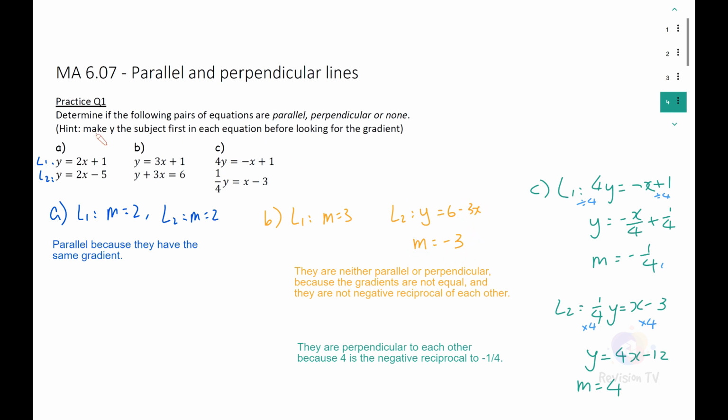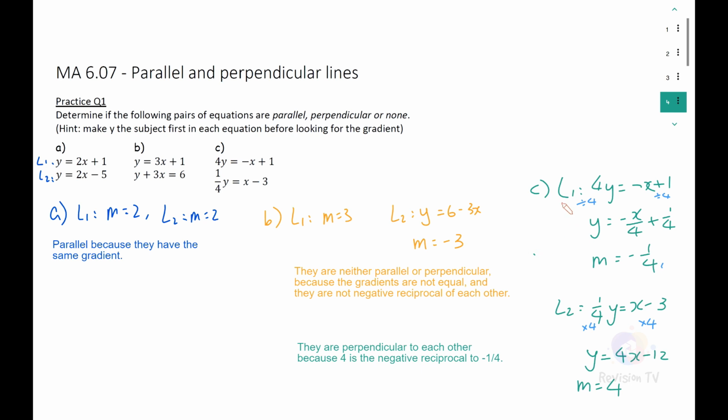So I did give you a hint in here. You have to make y the subject first. So m is negative 3. So you would say they're neither parallel nor perpendicular because the gradients, first of all, are not equal. One is 3, one is negative 3. And they're not negative reciprocals of each other. If this is negative a third, then that will be fine. Or if this is a positive a third, then this will be fine. But because they are not negative reciprocals of each other, they are not parallel, nor perpendicular.